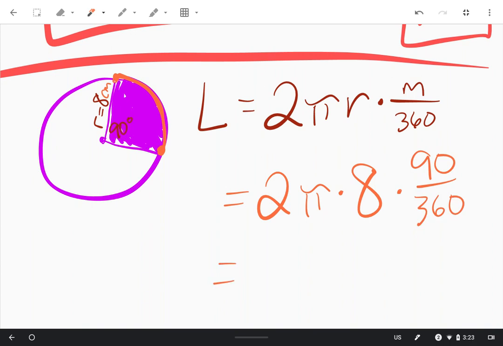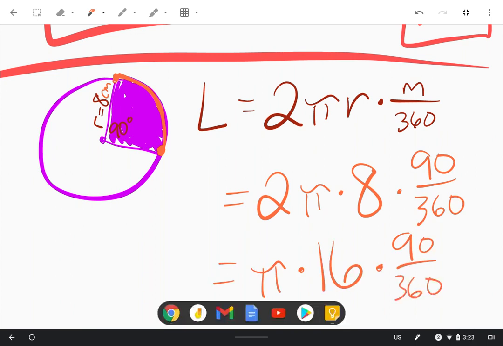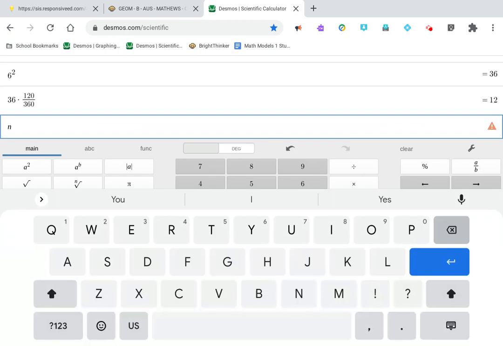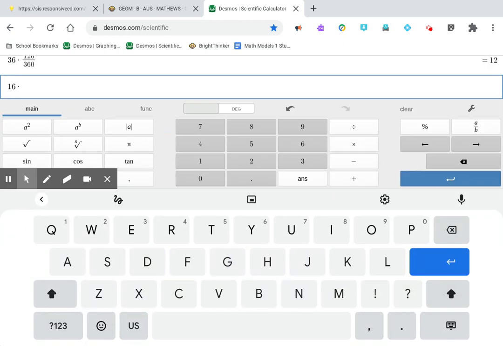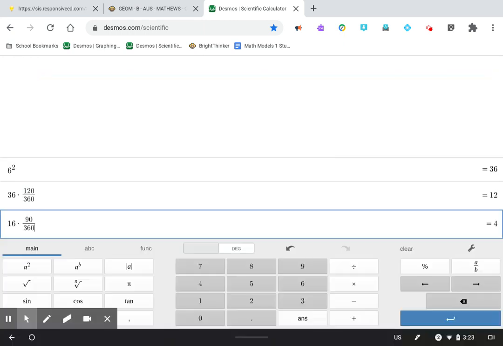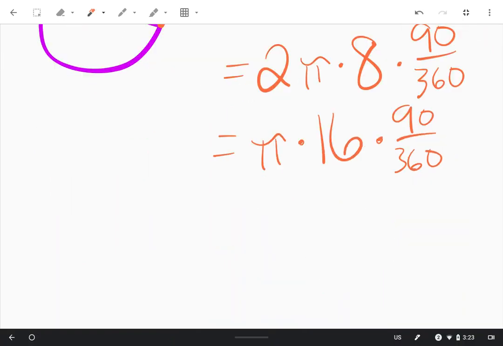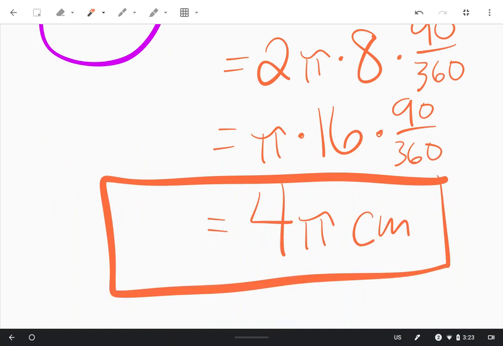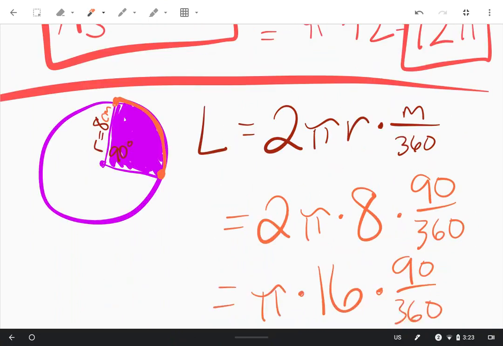If we work this out, the 2 and the 8 will multiply to make 16. We'll leave the pi alone for now. And then 90 over 360. We're going to multiply 16 times 90 over 360. Oops. 16 times 90 divided by 360, and we get 4. So we get 4, which means that we have 4 pi centimeters. And that is the measure of the arc length of this circle.